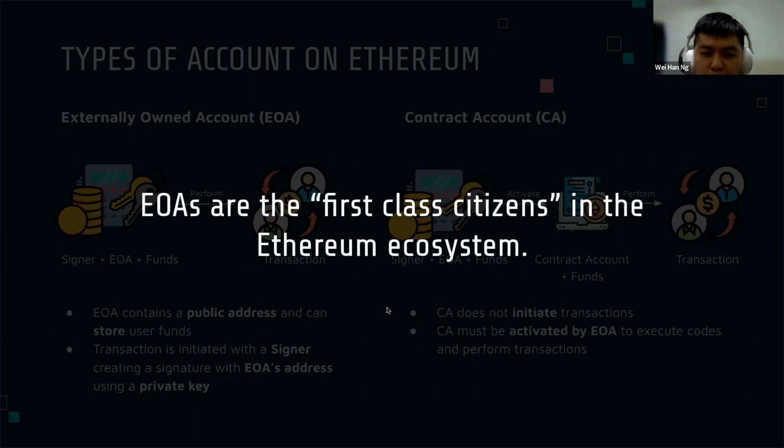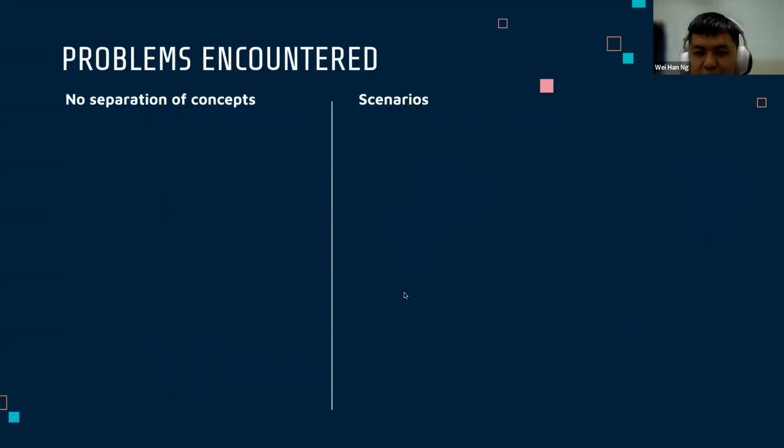We'll explore why this could be bad in terms of EOA. The general problem with EOA is that there's no separation of concepts. What do I mean by concepts here? There are 2 concepts that we have. The first is the concept of signer. A signer is like your bank password. The primary responsibility of a signer is to allow people to spend tokens.